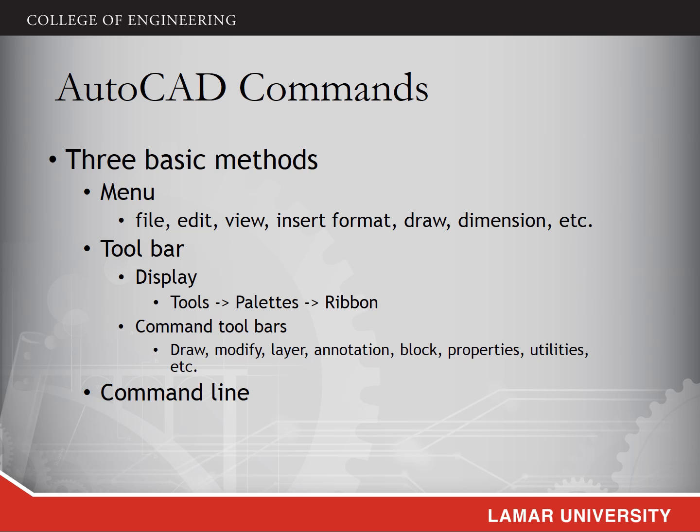The second method is using the toolbar. If you cannot see the toolbar on the screen, you should go to the menu bar, choose tools, go to palettes, and then ribbon, then the toolbar will be displayed. On the toolbar, you can find a lot of useful tools, such as draw, modify, layer, and so on. With these tools, you can find the commands to insert objects and also modify their properties. The third method is using the command window.